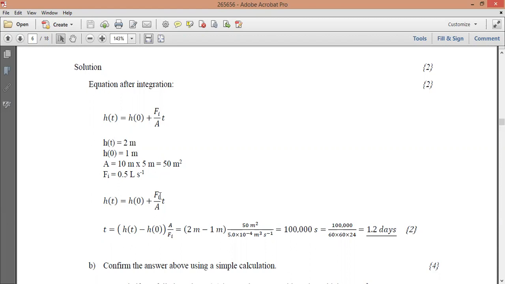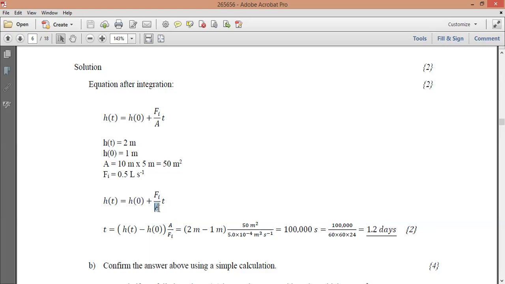So in short, you solve for this T, because they're telling you how long in days it will take to fill this pond. They're basically asking you how long it will take for the water to reach the full height of the pond. You know the full height of the pond, it's 2 meters, and you know H0 is 1 meter. Volumetric flow rate you've been given in the question as 0.5 liters per second.